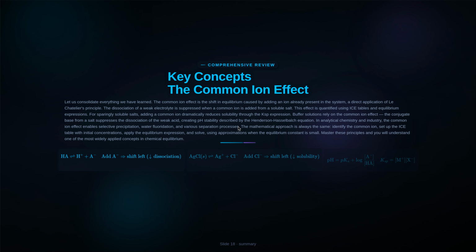Let us consolidate everything we have learned. The common ion effect is the shift in equilibrium caused by adding an ion already present in the system. It is a direct application of Le Chatelier's principle. The dissociation of a weak electrolyte is suppressed when a common ion is added from a soluble salt. This effect is quantified using ICE tables and equilibrium expressions. For sparingly soluble salts, adding a common ion dramatically reduces solubility through the Ksp expression.